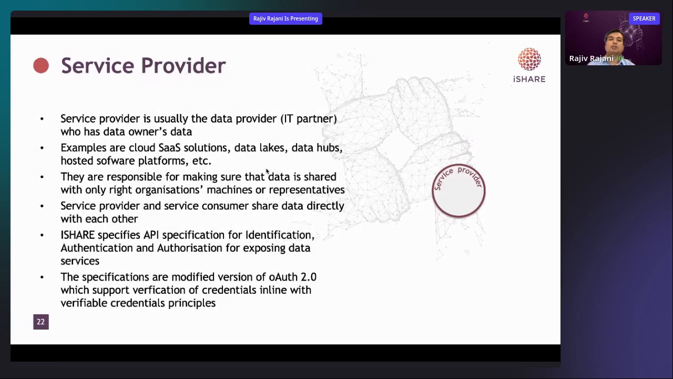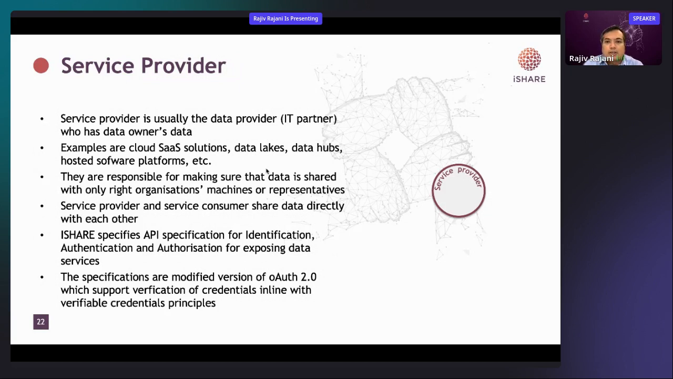Next in line, of course, is the service provider. The service provider is usually the data provider. It's like an IT provider, or a cloud SaaS provider, data lakes, data hubs, whatnot. It can be any organization who is basically having the data. This organization can be just an IT provider to an organization, or it can be the organization itself. Large organizations tend to have their own IT in house, so then they themselves act as the data provider, right?